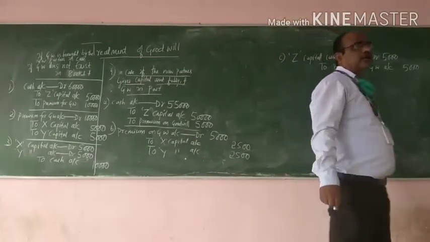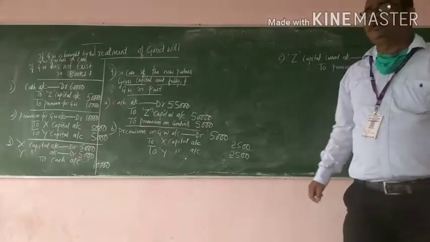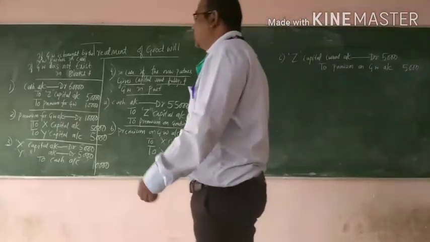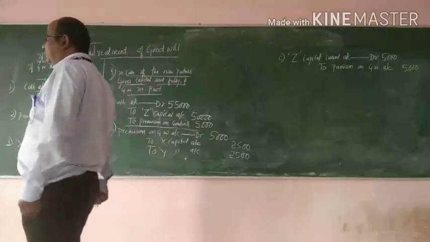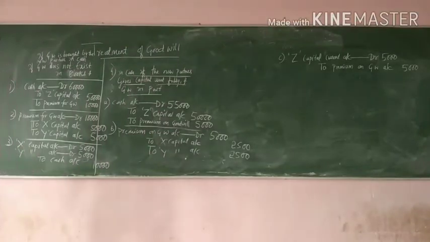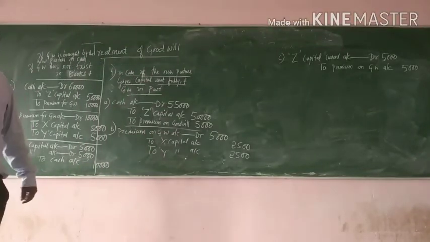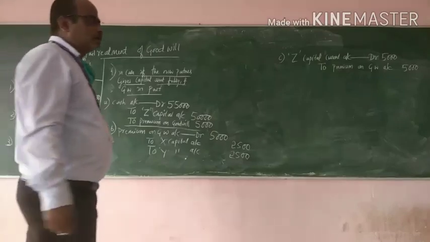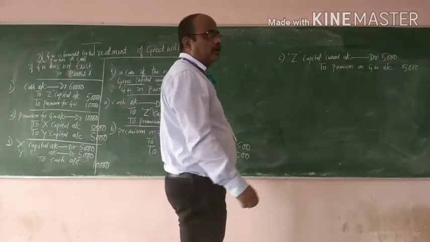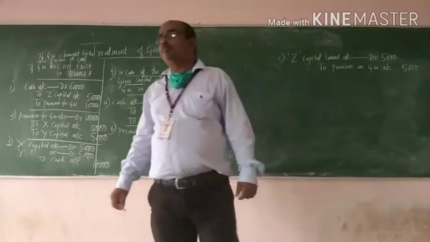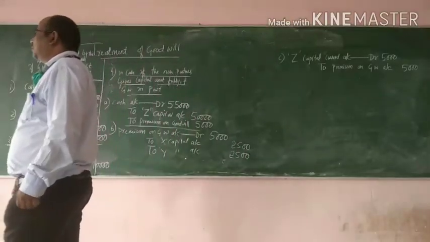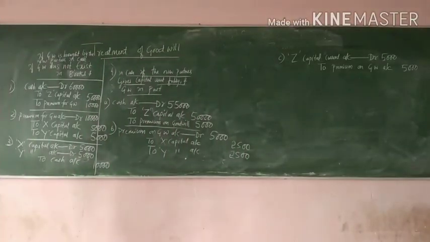So these are the journal entries in case the goodwill is brought in the form of cash by the new partner and goodwill does not appear in the balance sheet. In my next session, I will tell you what the journal entries will be in case goodwill already appears in the balance sheet.